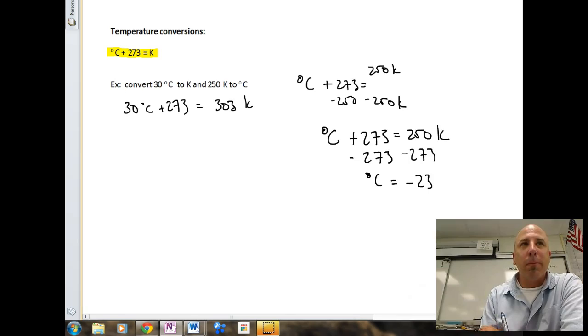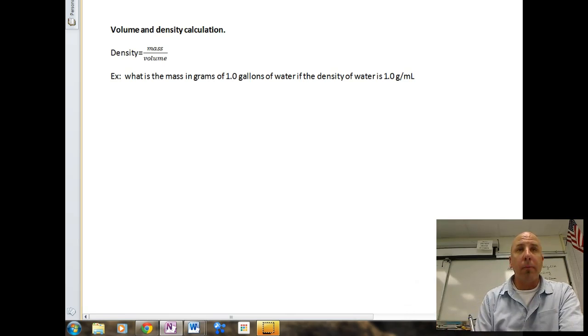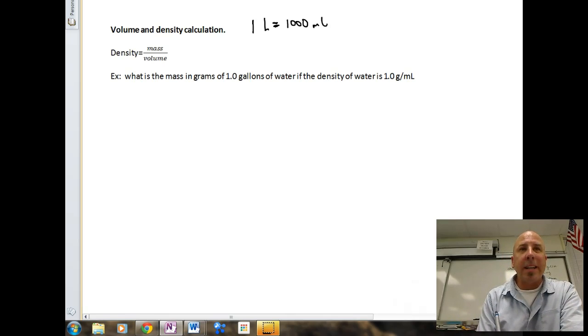There we go. The last type of calculation we're going to be talking about today is volume and density calculations. Of course, probably one of the most common liquid volume calculations we'll be looking at is the conversion factor of 1 liter is equal to 1,000 milliliters. We use this one quite often. This will definitely be memorized, especially for things like molarity calculations. But let's take a look at the density formula here.